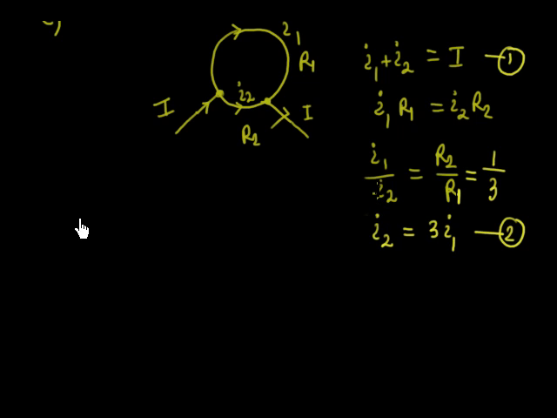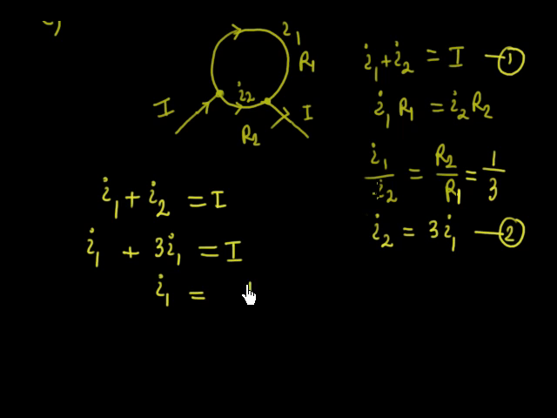So if I solve these two equations, that is first I1 plus I2 equals I, and I plug in I2 is 3I1. So I1 plus 3I1 is equals to I. So what will I have? I will have I1 equals I by 4. Simple. So similarly you can calculate I2. So this will be 3I by 4. Are you getting or not?